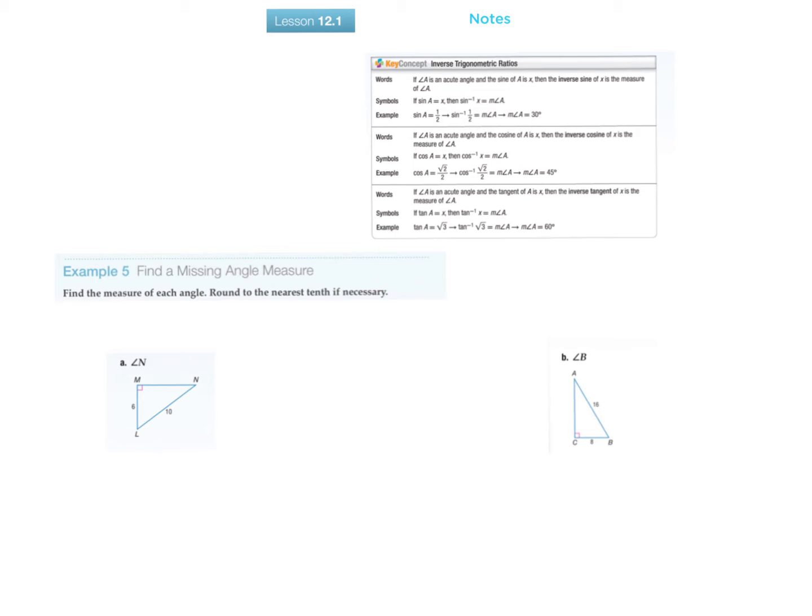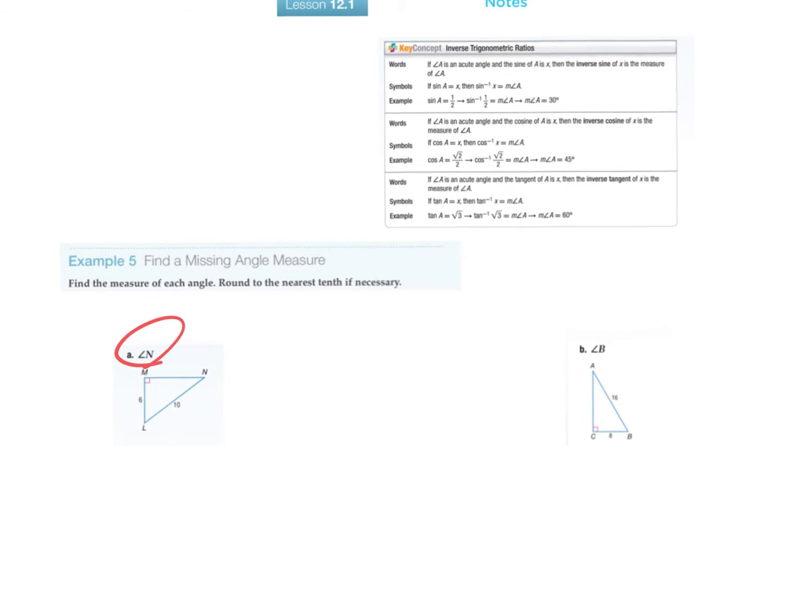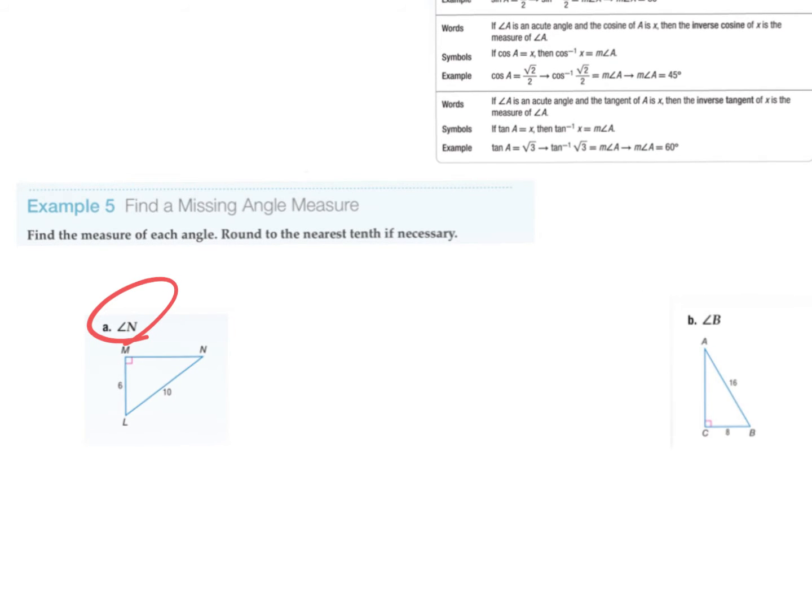Okay, so what we're going to do now is find angle measures. For angle measures, we're going to use a different button on our calculator. First we have to set up our trig function based off the information we know. So if we're trying to find n, we know we have the opposite and we have the hypotenuse.